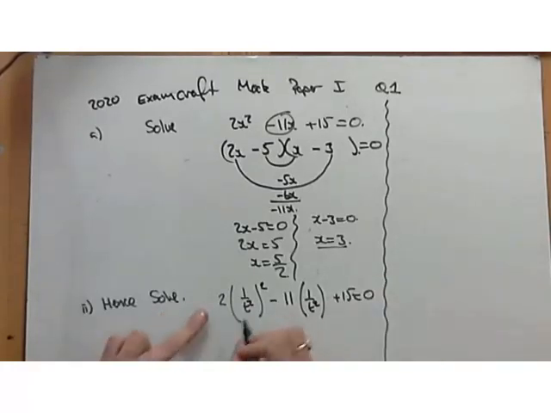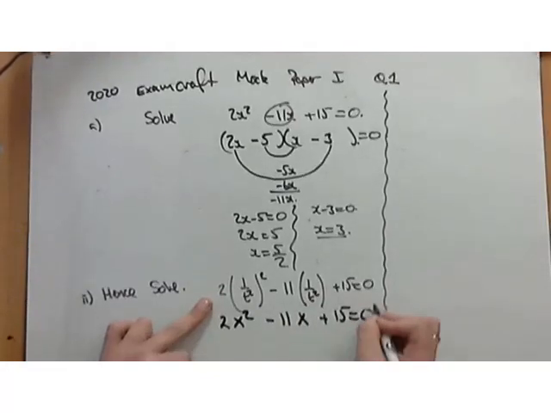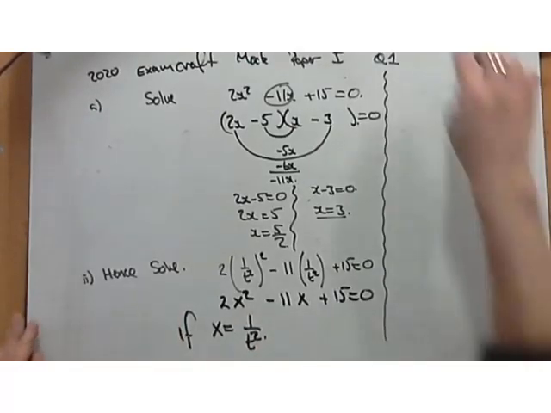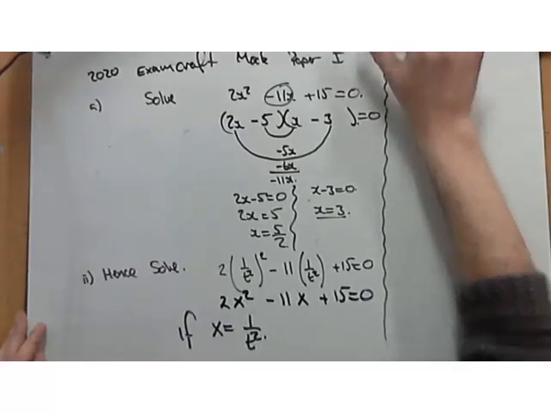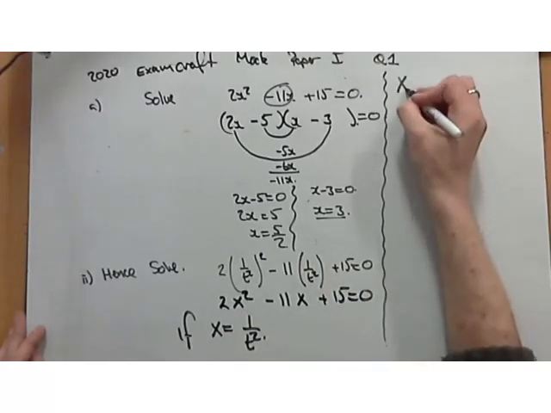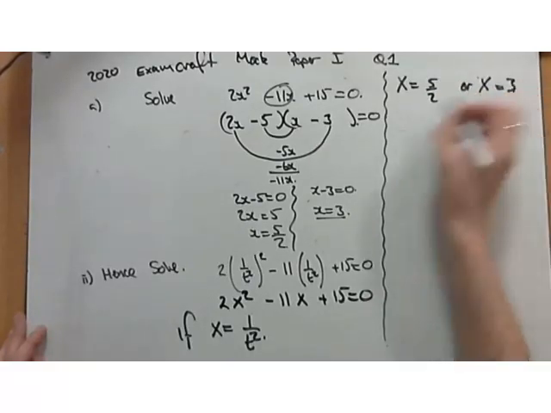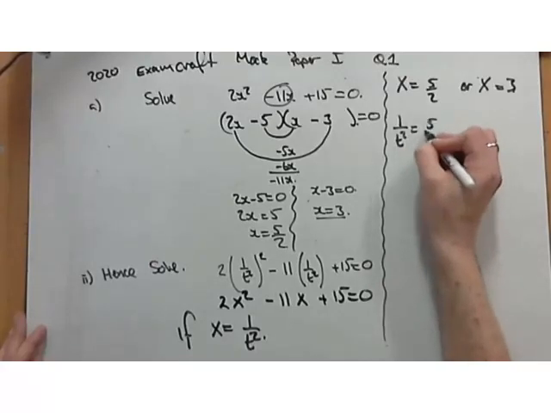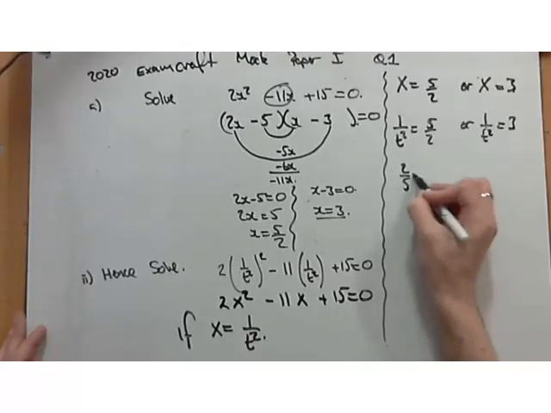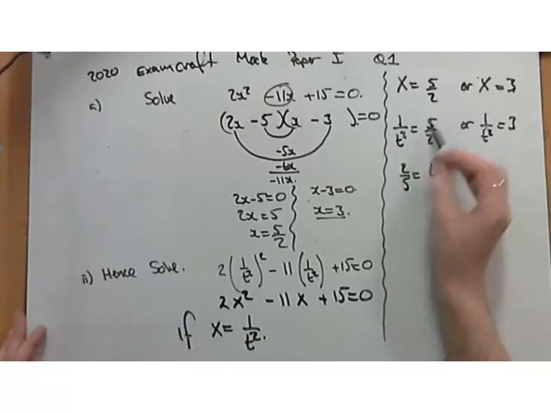So let's have a look at this. This is exactly the same as 2x squared minus 11x plus 15 equals 0, if x is 1 over t squared. That's exactly the same thing as that. So we know the answer to this question. We know that means big X would be 5 over 2, or big X would be 3. That means 1 over t squared would be 5 over 2, or 1 over t squared would be 3. That means 2 over 5 would be t squared. For this one, you just multiply the 2 up, divide the 5 down, and multiply the t squared across.